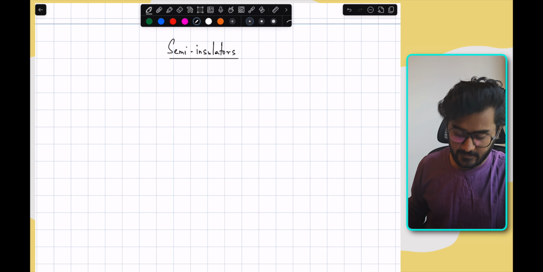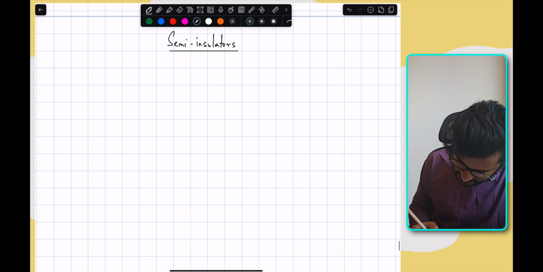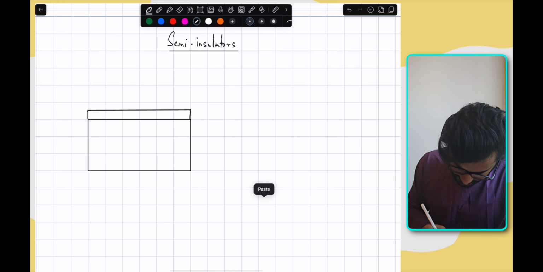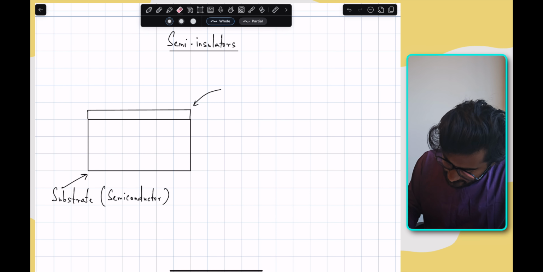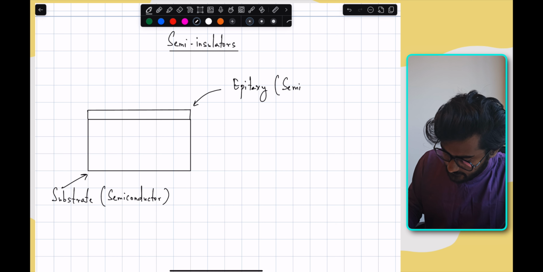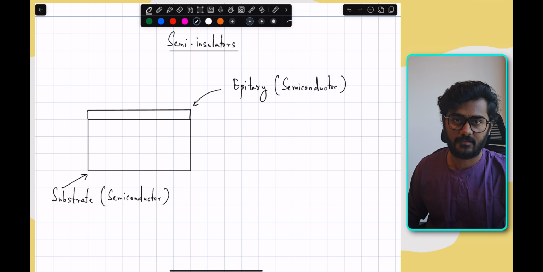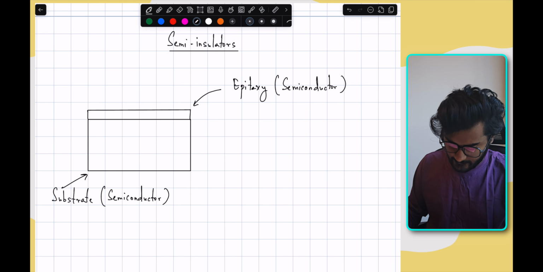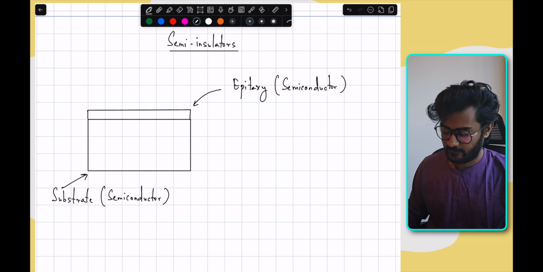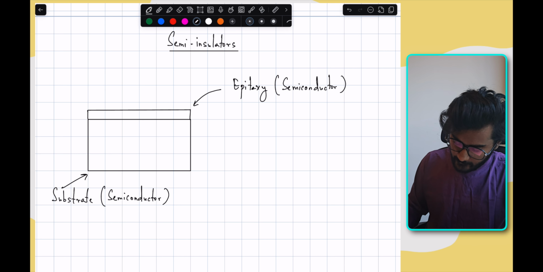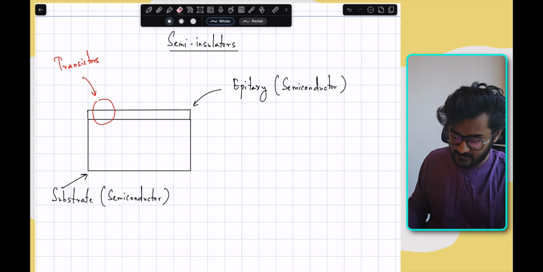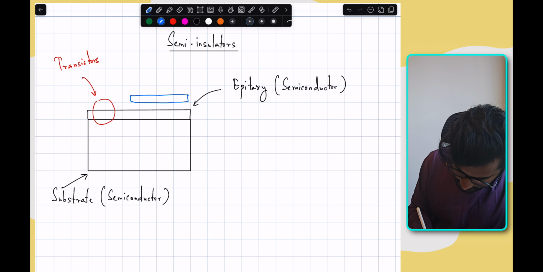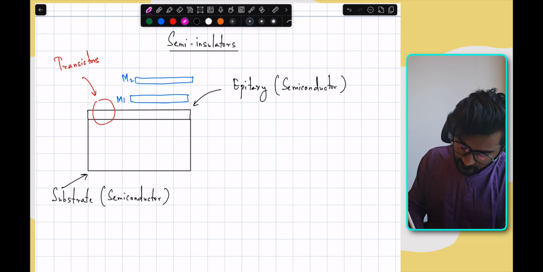So let's look at the cross-section of an IC technology. Typically what we have is a substrate that is made of a semiconductor, and you have an epitaxial layer which is also a semiconductor. You can think of this epitaxial layer as a better version of the substrate, which is more clean and where the doping levels are controlled. This is where your transistors are made. Once you have your transistors, next you'll have metal layers. So this is metal 1, metal 2, and vias connecting them.